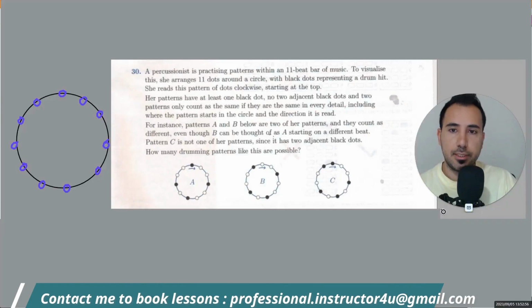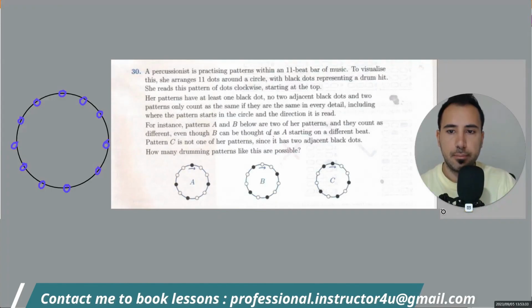A percussionist is practicing patterns within an 11-beat bar of music. To visualize this, she arranges 11 dots around a circle, with black dots representing a drum hit. She reads this pattern of dots clockwise, starting at the top. Her patterns have at least one black dot, no 2 adjacent black dots, and 2 patterns only count as the same if they are the same in every detail, including where the pattern starts in the circle and the direction it is read.